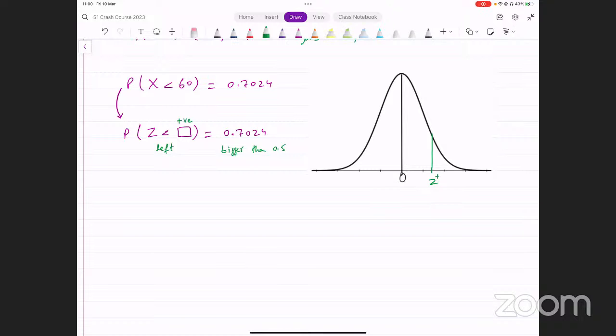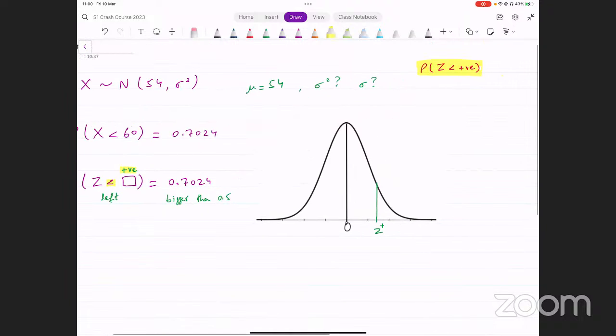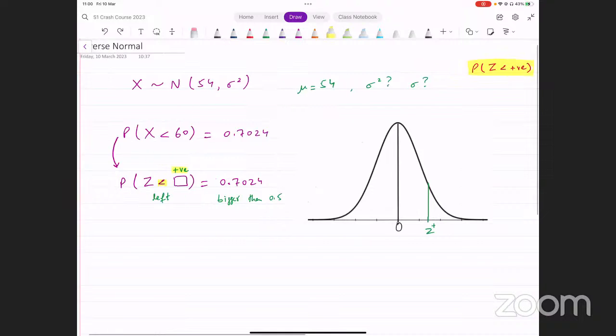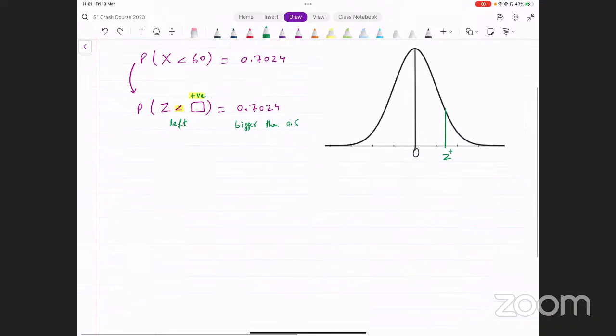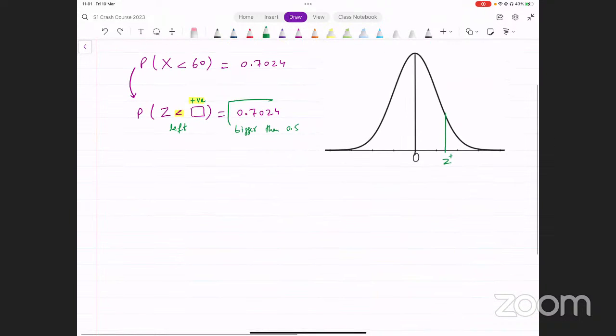Now we know that the value of Z is positive. So we have a less than sign, and we know that Z is positive. So that means we have the standard form: a less than sign and a positive number here. This is the standard form. We can read this value from the table. We can go to the table and figure out the value of Z corresponding to 0.7024. Let's go to the table and find that value.